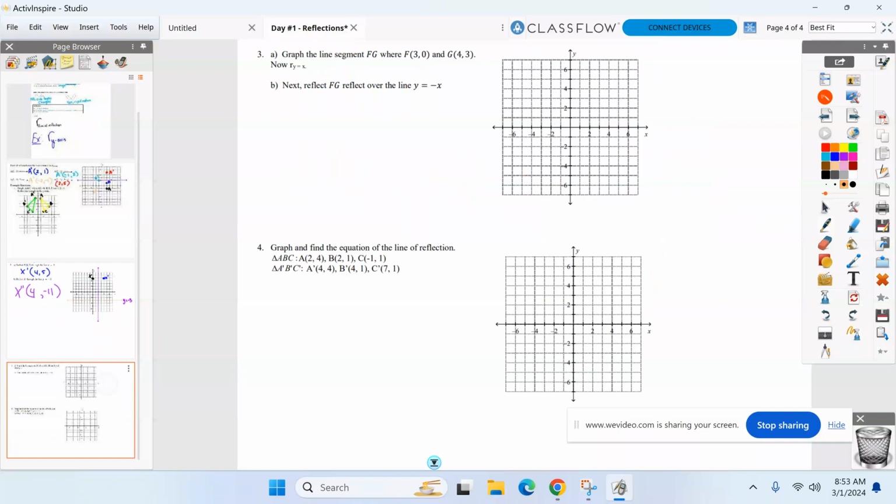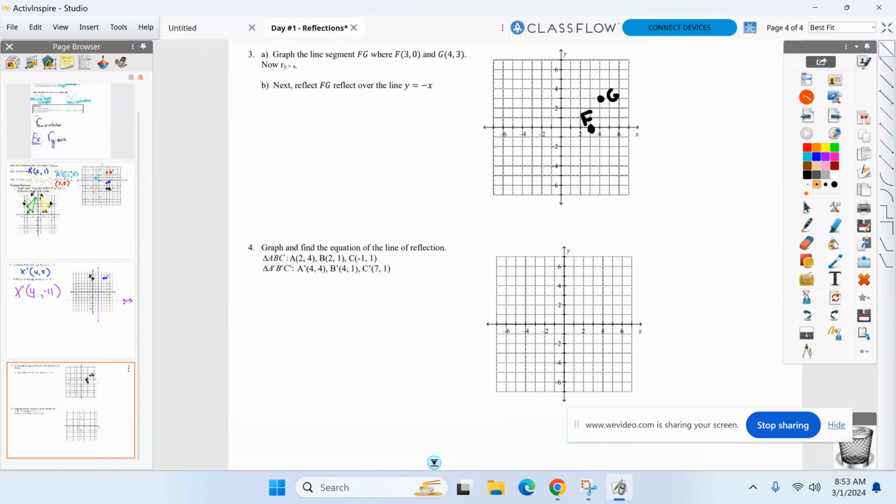All right, one more big thing before we finish this off. We've reflected points. We reflected a triangle a couple minutes ago. How about a segment? Can we reflect a segment? Yeah, we can. So go ahead, get segment FG down, F 3, 0, G 4, 3. Make sure you connect them, right? It is a segment.